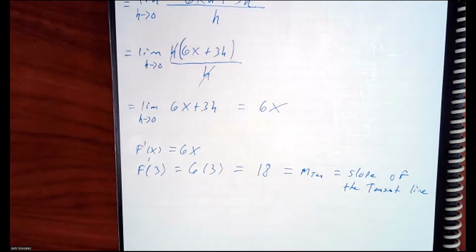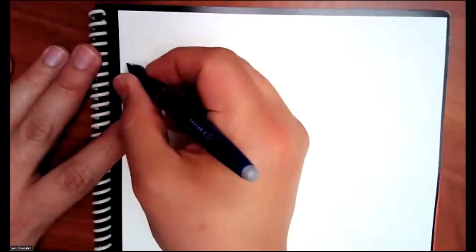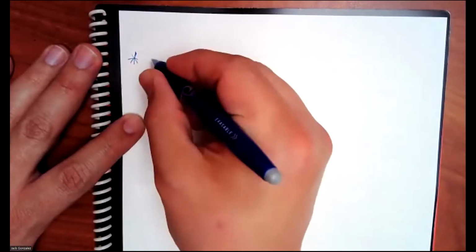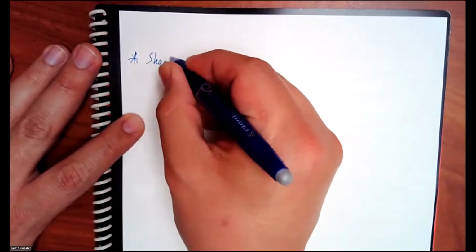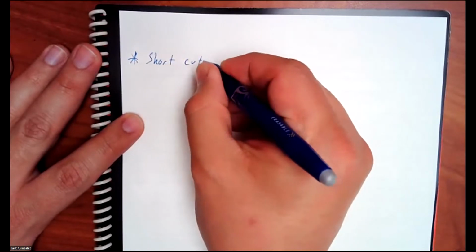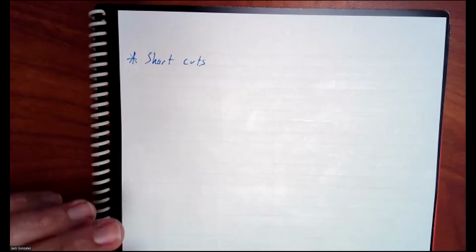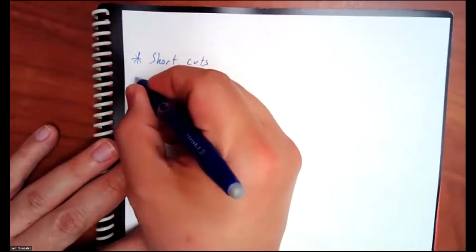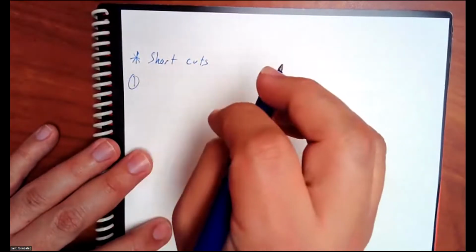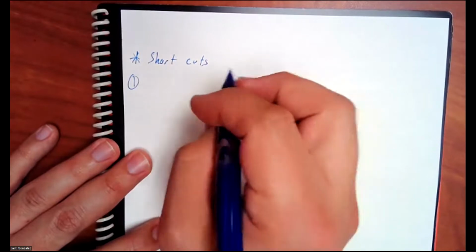Okay. You guys pulling this page? So let me give you all the shortcuts. I don't want you doing that method every single time. I just want you to know how to do it at least once. Just one time. So shortcuts here for derivatives.